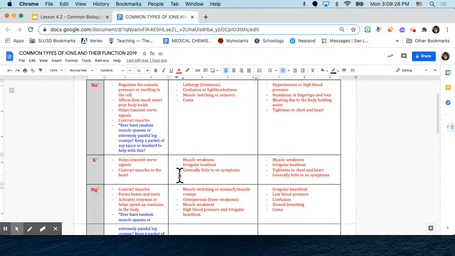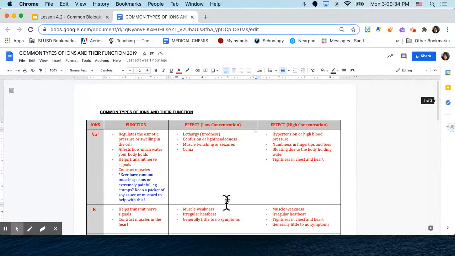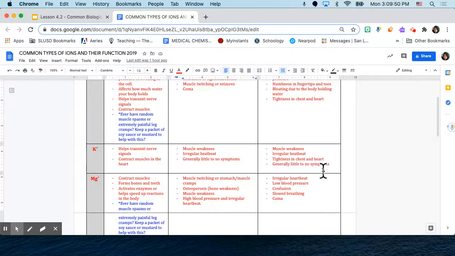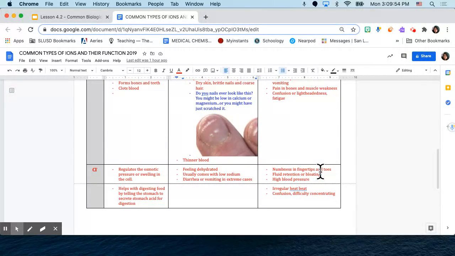So this column has all the symptoms you would feel if you have too little of either sodium, potassium, or magnesium, and so on. In this very last column, these are the symptoms that you would feel if you have too much sodium or too much of a certain ion, or in this case, the symptoms if you have a high concentration of this ion. So things like this are your usual symptoms.